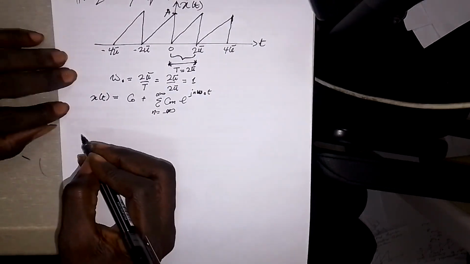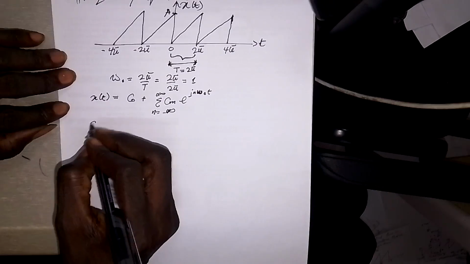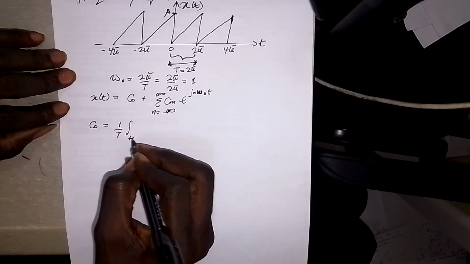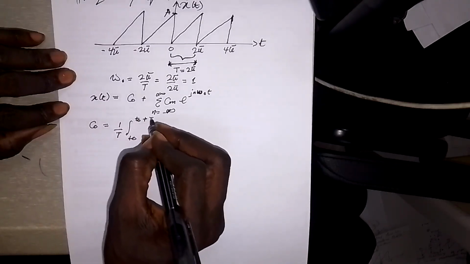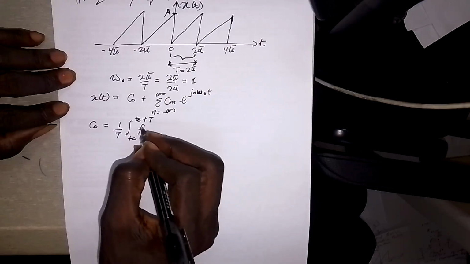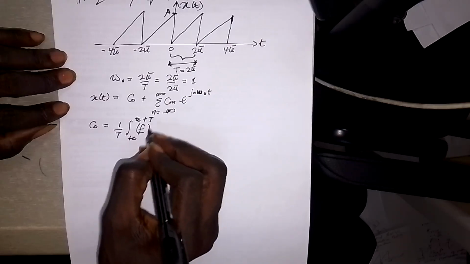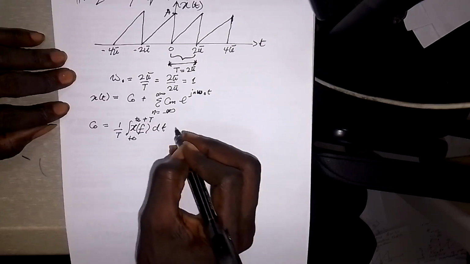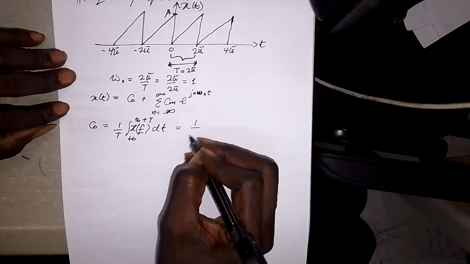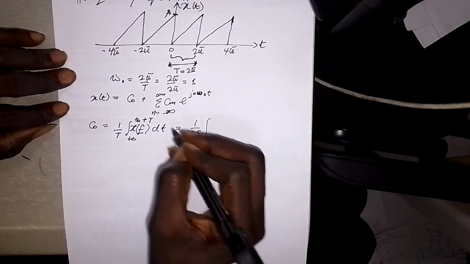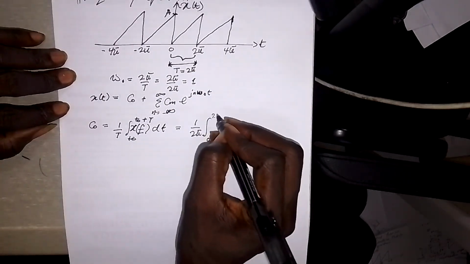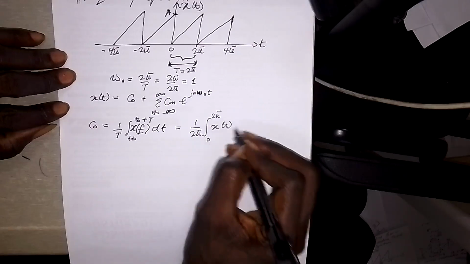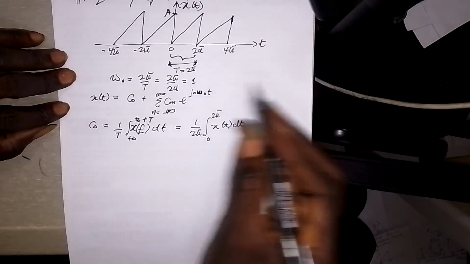All right, so now from here, our C0 is equal to 1 over T, integral from t0 to t0 plus T, of x of t dt. So here I'm going to have 1 over 2 pi, integral from 0 to 2 pi, of x of t dt. But I don't know my x of t.